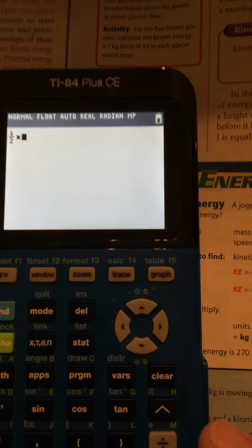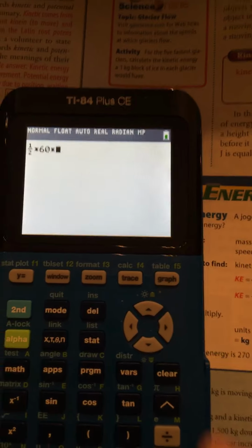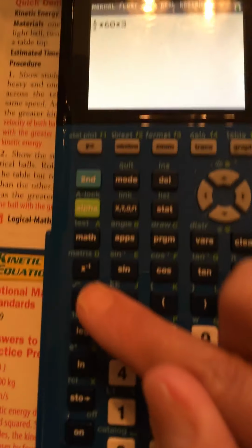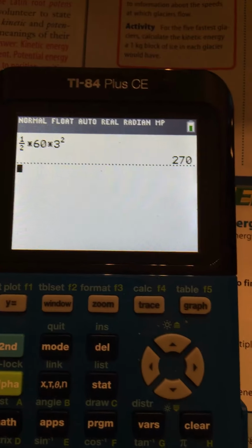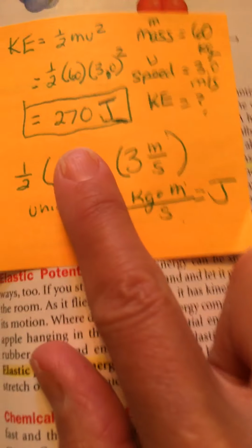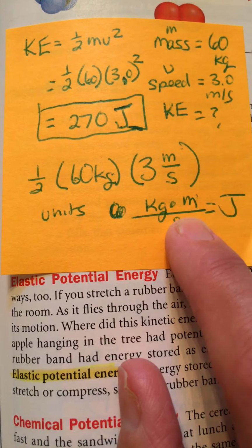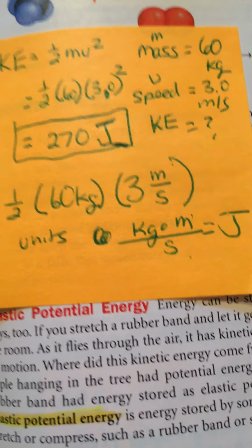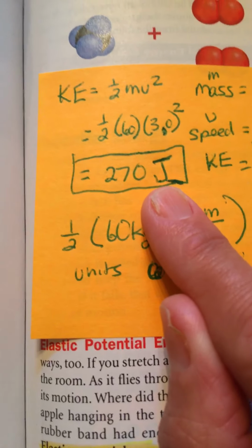Okay, now we're going to say times, the mass is 60, and then times the speed is 3.0 squared. You can find that button right there. X with that little 2 up top means squared. We hit enter and there's the answer, 270. Now what are the units? It's kilograms times meters over second squared, which is joules. So there's a new unit. It's a unit for energy.